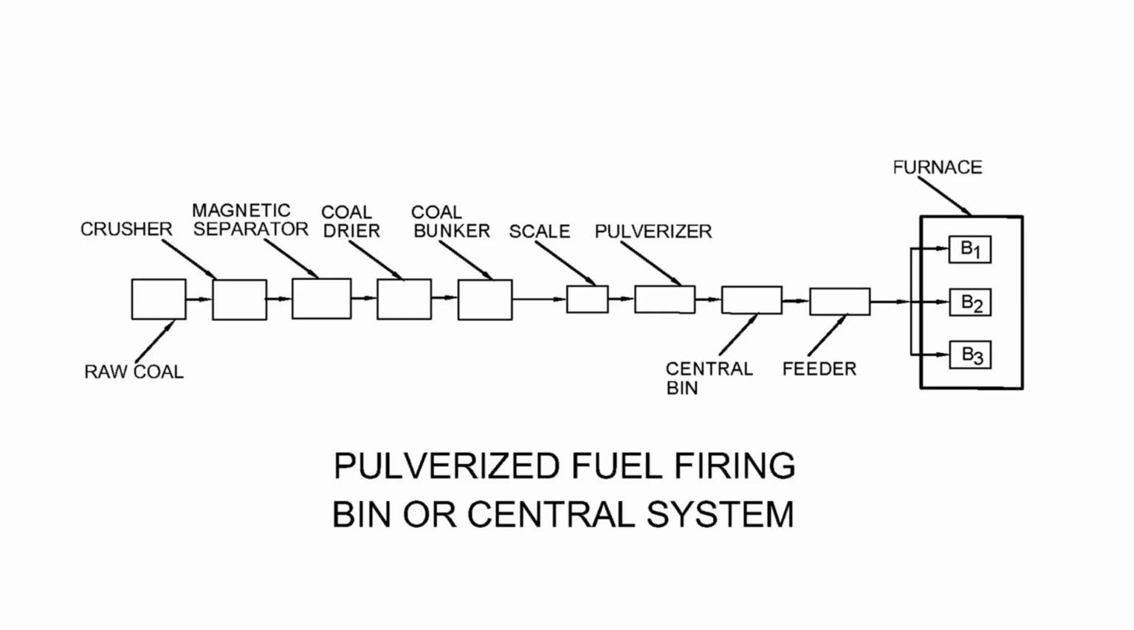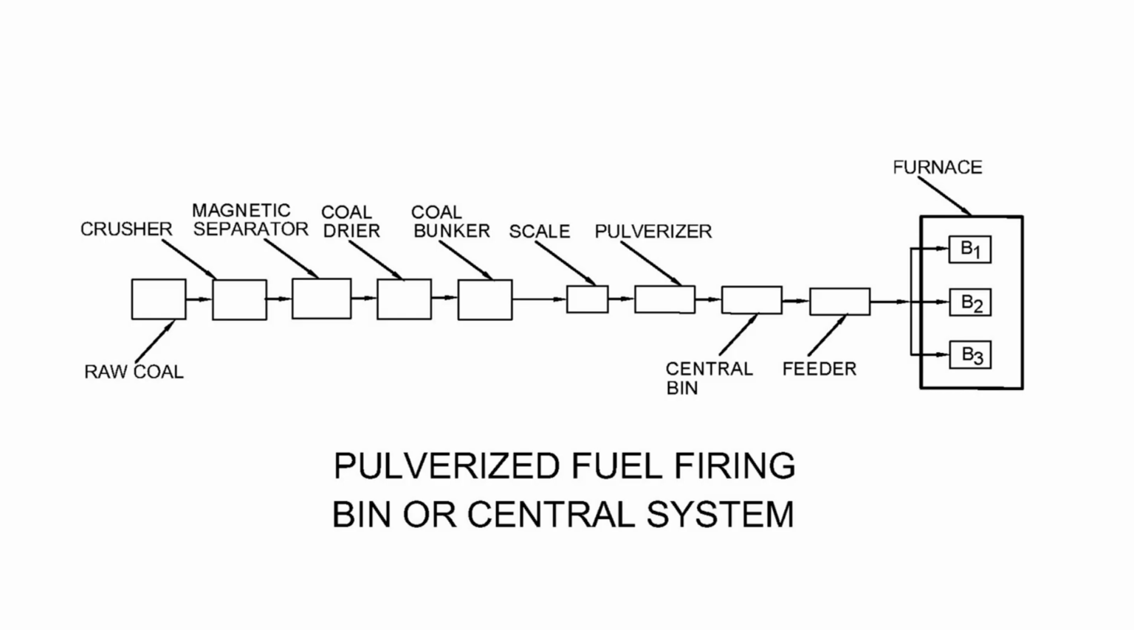As may be noticed, it has bin where raw coal is stored. Next to it are crusher, magnetic separator, coal dryer and coal bunker. All these components are same as explained in unit or direct system. In this system too, there are 3 burners B1, B2 and B3 in furnace. It may be noticed that in this system there is a single scale. The coal that is weighed here is uniformly distributed and supplied. Pulverizer is also common to all the burners.